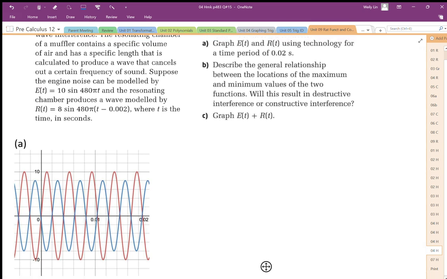And we have to adjust our windows to make sure that we get 0 to 0.02 seconds. Okay, and then we can see these waves. Otherwise, you get just a fuzzy screen.